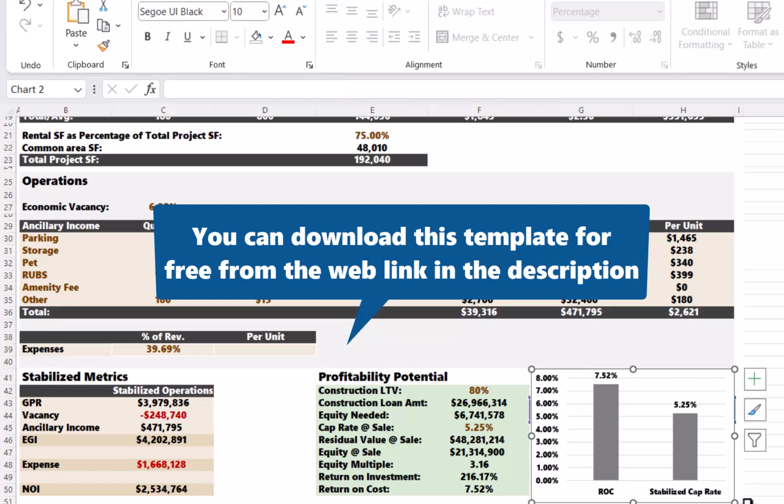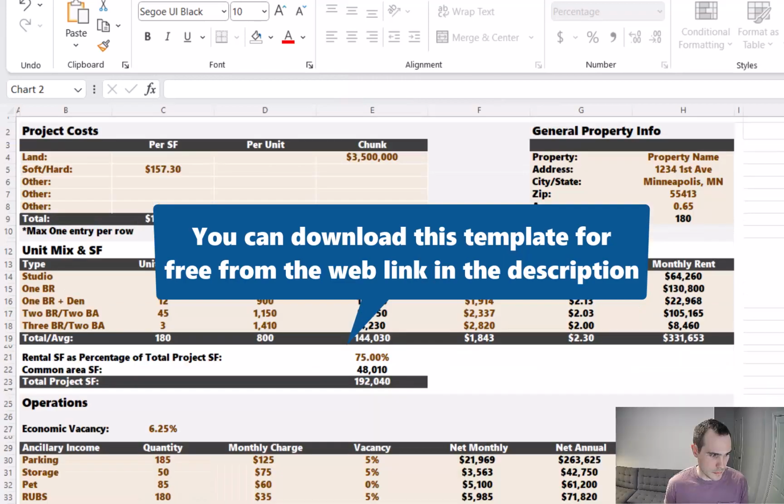This would be a great project to potentially plug into a more sophisticated model, which we're going to do here soon, and vet it further to see if this potential is warranted. Now let's look at Tactica's development model.